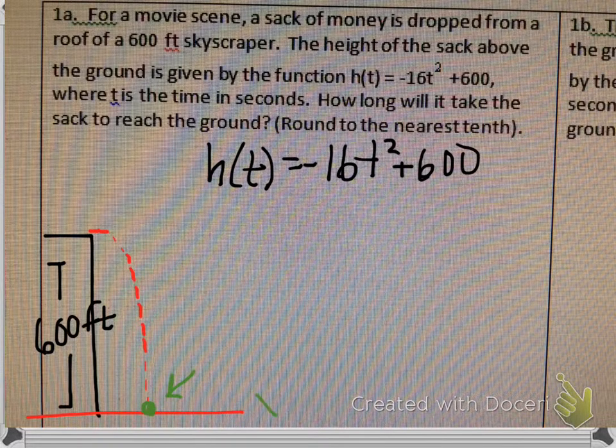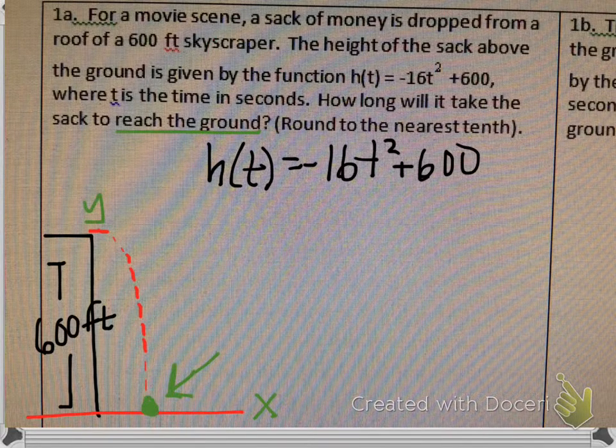And if I label this an x-axis and a y-axis, what they're asking should make sense. When will it reach the ground? Well, it reaches the ground right here, where I circled it in green, and that would be the x-intercept because it's where it crosses the x-axis. So to find the x-intercept, we set the equation equal to 0, and this should make sense because in order for it to hit the ground, the height, h of t, has to be equal to 0.